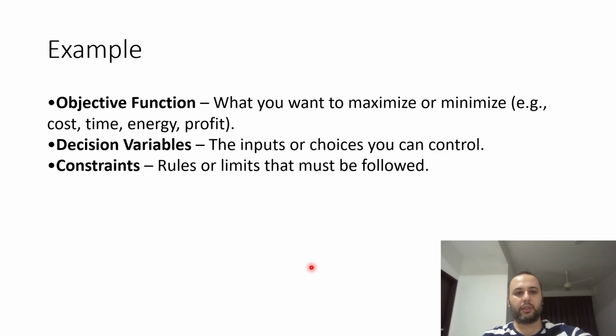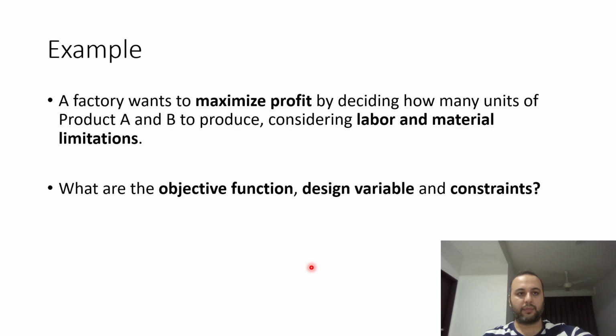Right? The constraints are the rules and limitations. How many hours you can run the machine? How many months you can run, considering the maintenance of the machines? How many staff are working? How many laborers are working for each machine? So this is our constraints.